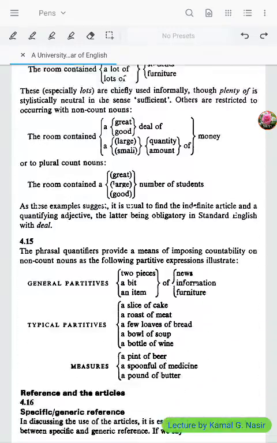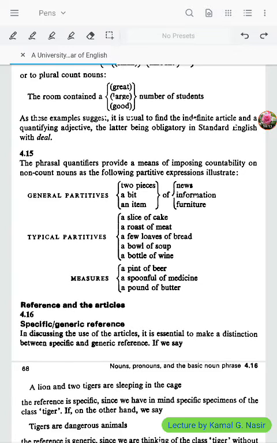Another group: for example, the room contained a large number of students, a great number of students, or a good number of students. In all these examples, we also have post determiners. Which type of post determiners? It is the quantifiers, right?